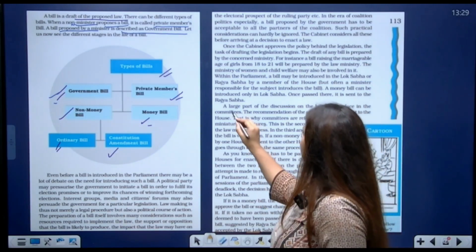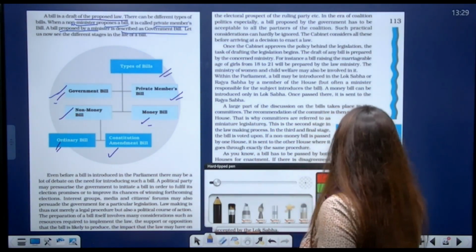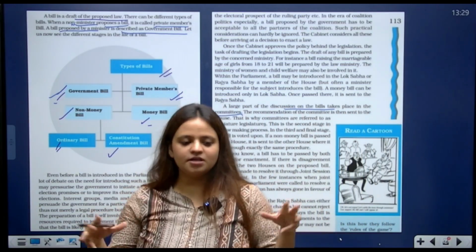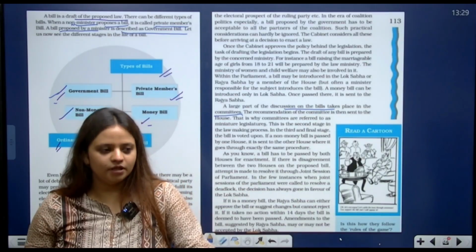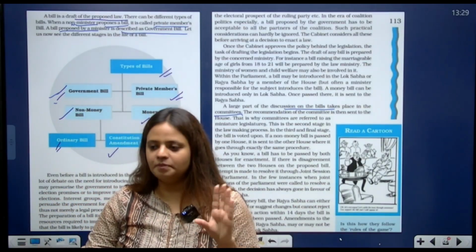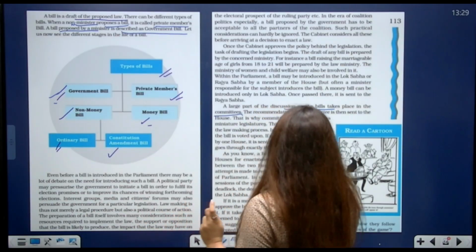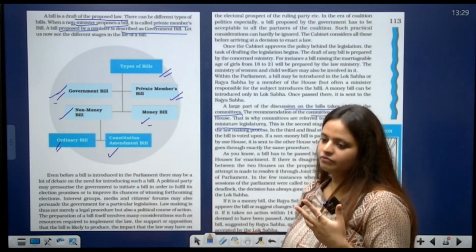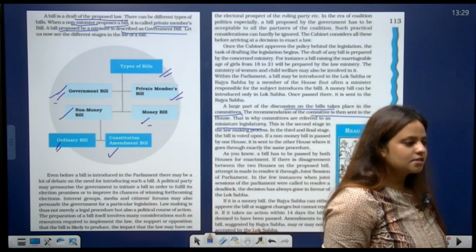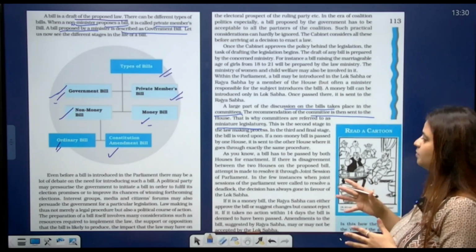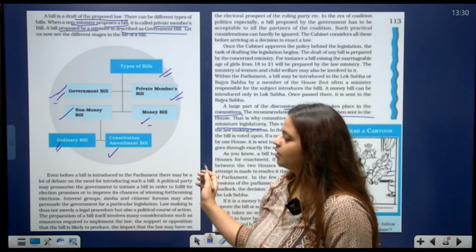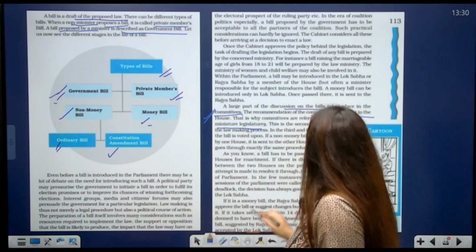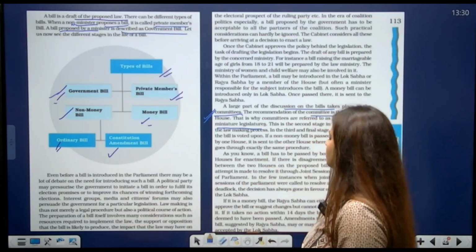Now we see that a large part of the discussion on the bill takes place in the committees. The committees discuss the bill a lot, covering every part of it, and hence we call committees of the Indian Parliament miniature legislatures. As there are deliberate discussions on the bill by the committees, we call them miniature legislatures.